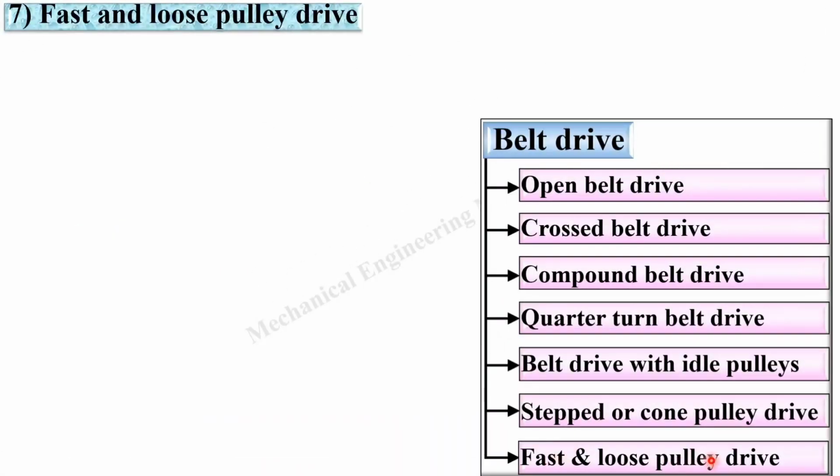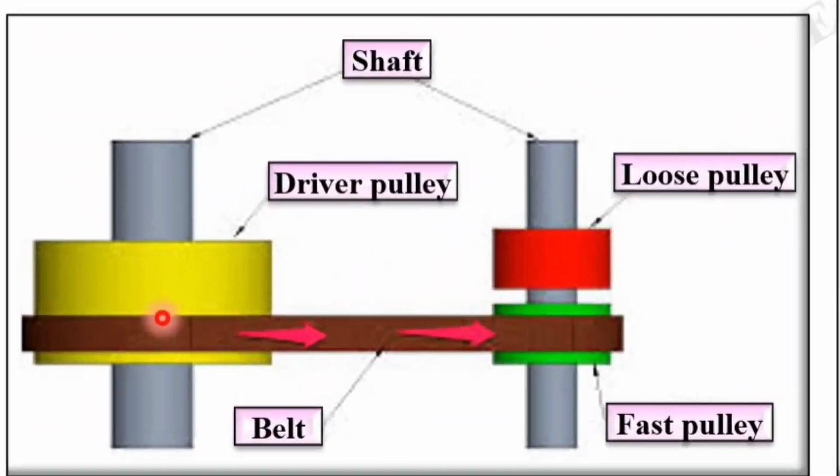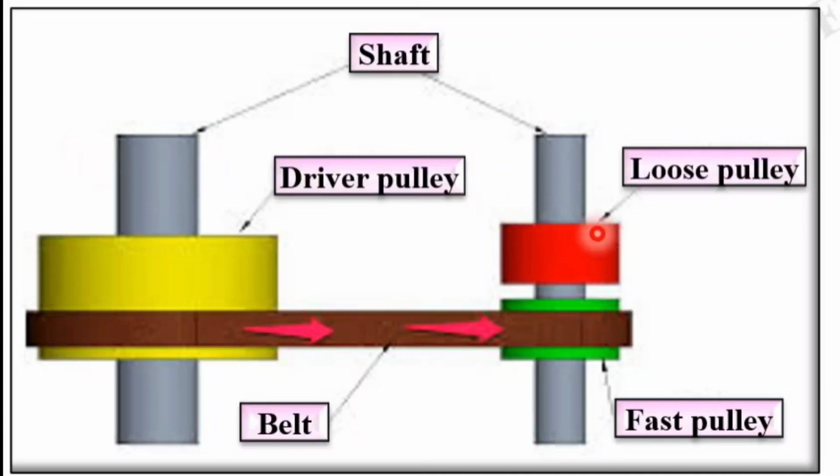Now the last one, fast and loose pulley drive. In this figure you can see these both are shafts, where this one is the driving shaft and this one is the driven shaft. On the driving shaft there is a single pulley, but on the driven shaft there are two different pulleys. One is called the fast pulley and the second one is called the loose pulley.